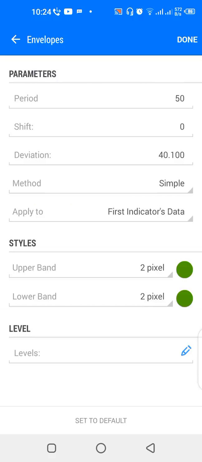Then we have envelopes. Now for the envelopes, the period is 50. Now shift is 0. The deviation is 40.10. The method is simple. You will apply it to first indicators data. Now the color of the upper band is green and the color of the lower band is green. Okay.